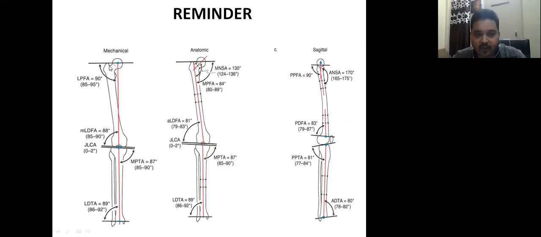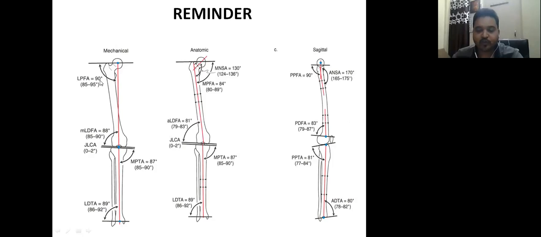Now next, after joining the mechanical axis and the anatomical axis, we have to line the joint reaction lines. The joint reaction lines are there from the hip joint, the knee joint, and the ankle joint. And after the joint reaction lines, we have to draw the angles. So as the sir said yesterday in the last lecture, we have to remember the four basic angles, which are normally the medial proximal tibial angle, which would be 87, then mechanical lateral distal femoral angle, which would be 88, then the lateral distal tibial angle, which would be 89, and the lateral proximal femoral angle, which would be 90.